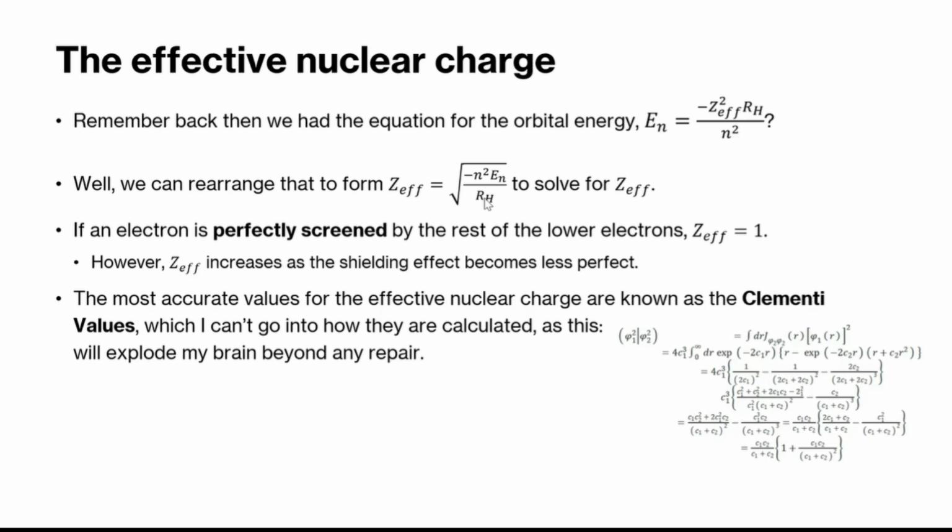Now, how do we actually calculate those effective nuclear charge values? The most accurate way to calculate those values is known as the Clementi values. Unfortunately, I can't go into how they're calculated because this monstrosity right here is too much to explain in a time frame that I can manage. All you need to know is that the Clementi values are based on quantum mechanics and they use some complex quantum mechanical math to calculate the effective nuclear charge.